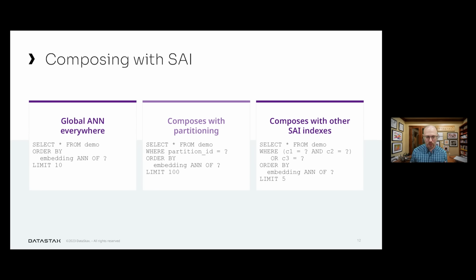And then we can also include other index predicates with or without a partition ID. That's what this third example shows: I've got that nested Boolean query, and then I'm saying I want to order that by vector similarity. So we can do any of these, all of these, and it just works.